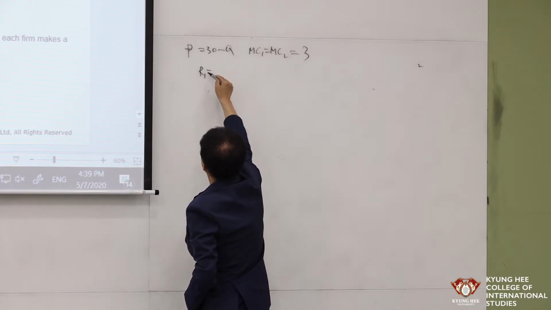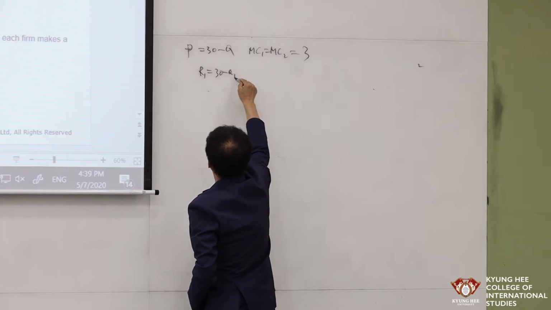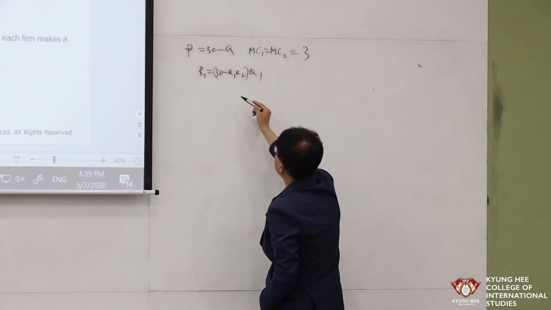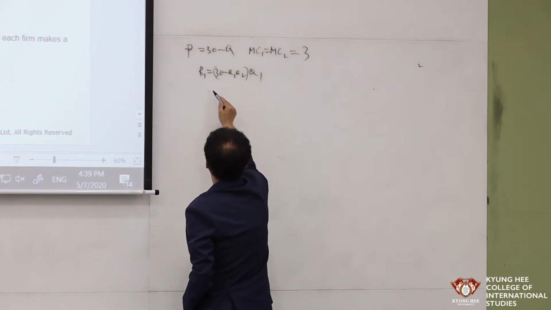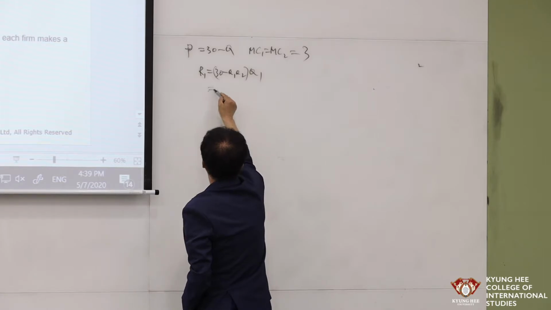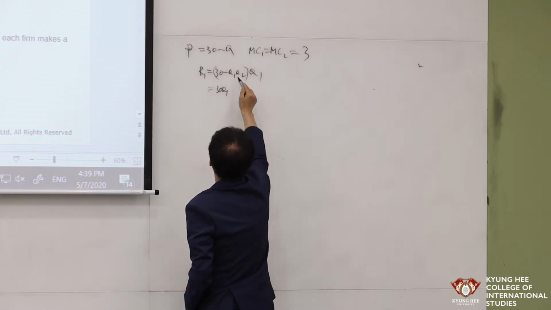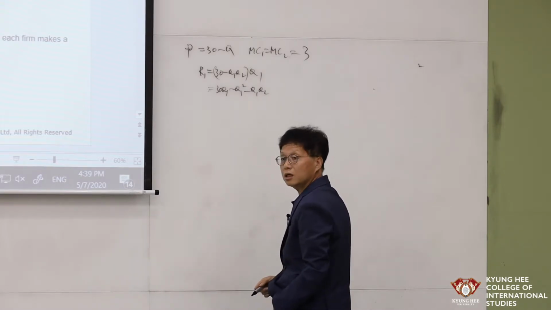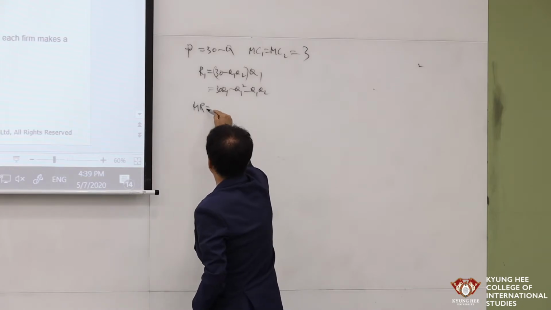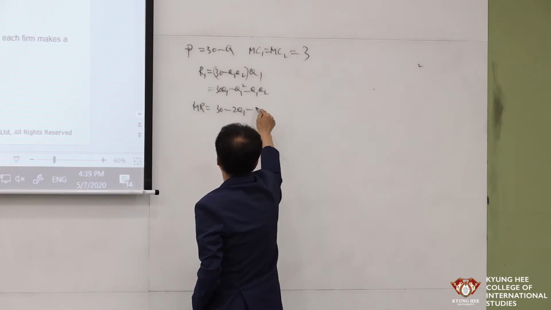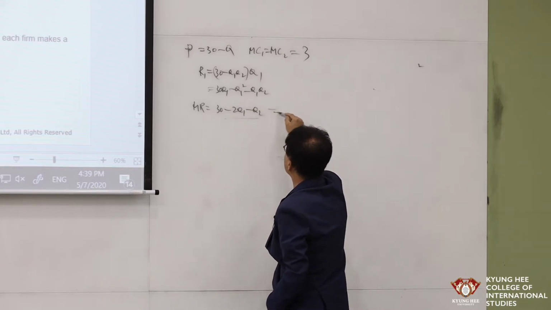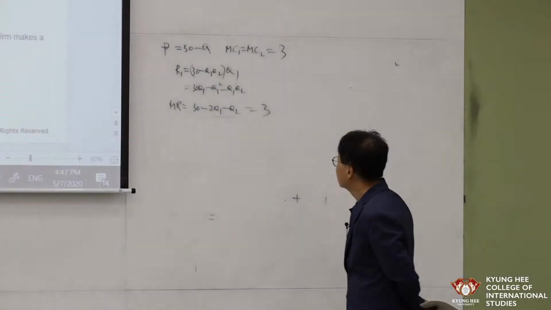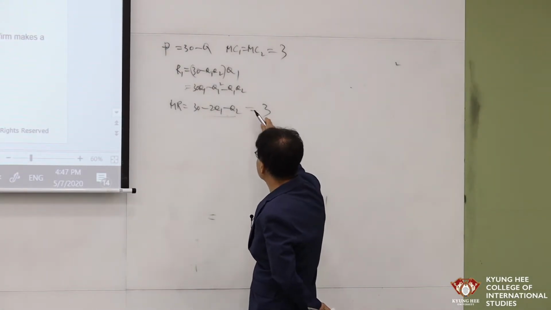Revenue 1 is equal to (30 minus Q1 minus Q2) times Q1, right? Then that is equal to 30Q1 minus Q1 squared minus Q1Q2. So marginal revenue is equal to 30 minus 2Q1 minus Q2. That is equal to marginal cost. Marginal cost is 3 instead of 2. So marginal revenue is equal to 3, the marginal cost.